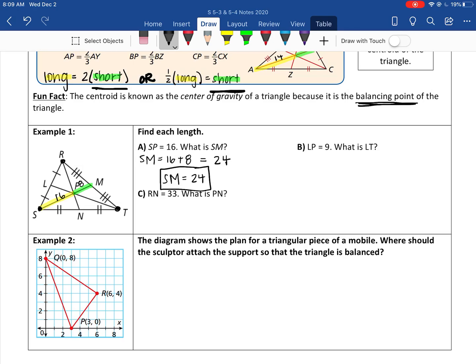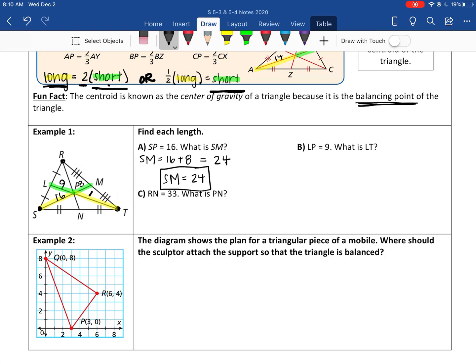All right, now they tell me that LP is 9, and they want me to find LT, the whole thing. Well, if I look at the whole median here, LT, I can see that this is my long piece and this is my short piece, okay? So I'm given my short piece in this situation, and I know that the short times 2 is equal to the long. So if I double my short piece, I will get that long yellow piece, PT.